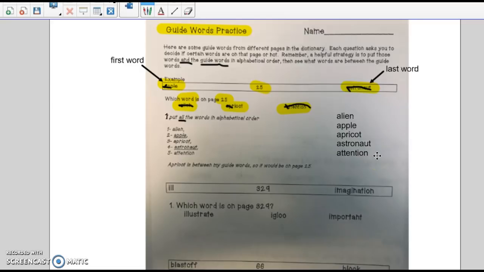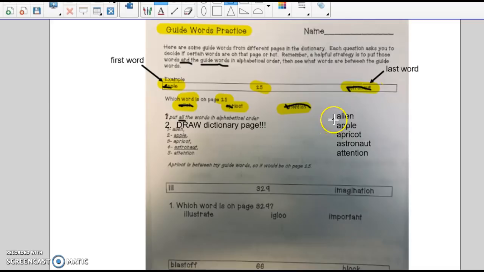So here's where I like my little strategy a little better than what they did. Step 1, again, is to put all the words in ABC order, and you need to write this down. Step 2, you're just going to draw your dictionary page. Write that down. Well, what shape is a dictionary page? It is a rectangle. What is the first word on our dictionary page? It's apple. What is the last word on our dictionary page? It's astronaut, because that's our other guide word.